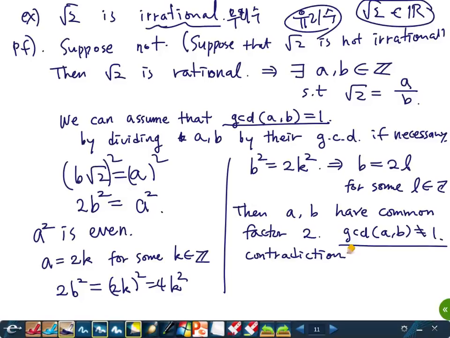That means the first assumption here is wrong. That means square root of 2 is irrational. So this is the end of the proof. So we assume that the conclusion is false and we found the contradiction. That's the proof.